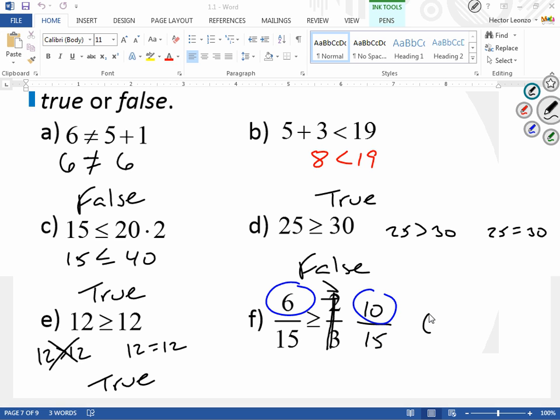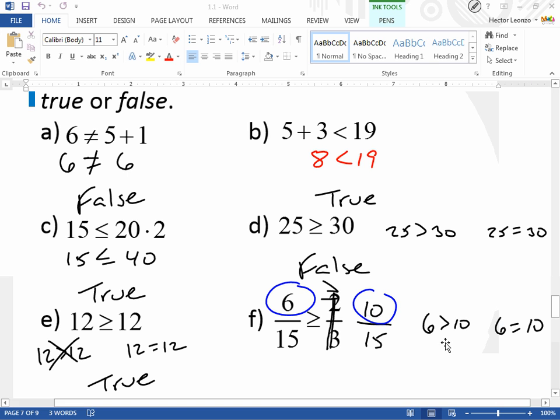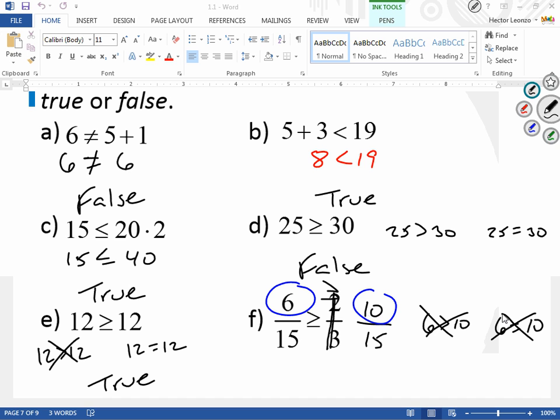So I'm going to split that as 6 is greater than 10, 6 is equal to 10. The first one is not true, because the small number is 6, not 10. Remember, the arrow points at the small number. So the first case is not true. 6 is not equal to 10. That case is not true either. So in this case, my statement will be false.